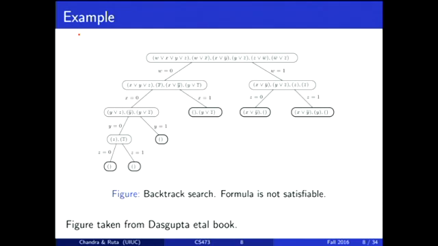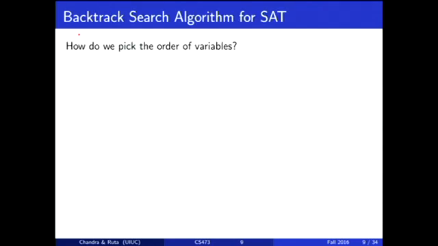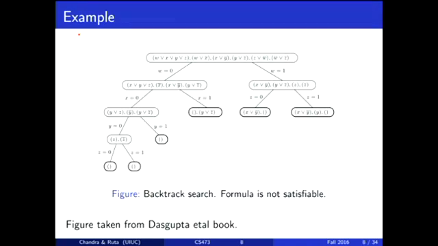Now the question is about heuristics. Which variable should you pick first? That has a role in speeding this up. What are some ideas on which variable you should pick first? What is a simple heuristic? If I gave you this formula, why did I pick w, or maybe I could have picked x? Anything I could have picked. What is one simple idea that you may think of? Yeah. Pick the one that appears the most times.